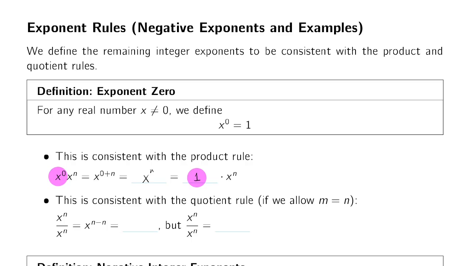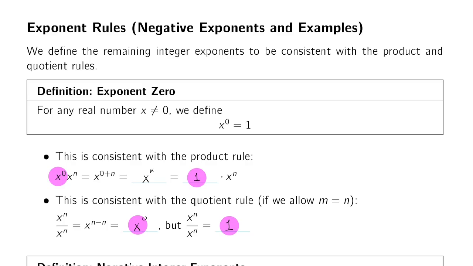If we have x to the n divided by x to the n, well, according to the quotient rule, that has to be x to the n minus n, so that has to be x to the 0. But anything divided by itself is always 1. And so again, to be consistent, x to the 0 has to be 1. And you can see why this doesn't necessarily work when x is itself 0, right? Because anything times 0 gives you 0, and we can't do 0 divided by 0.